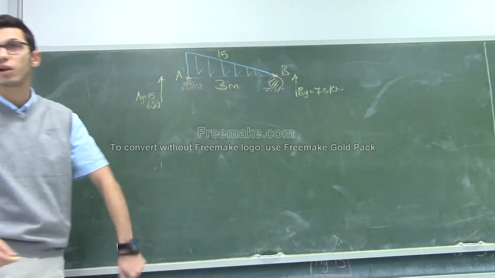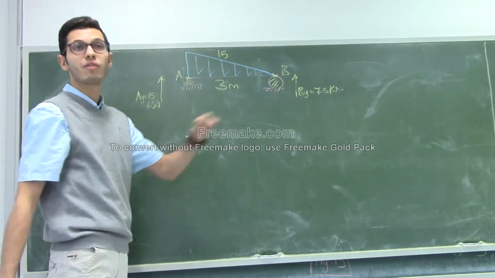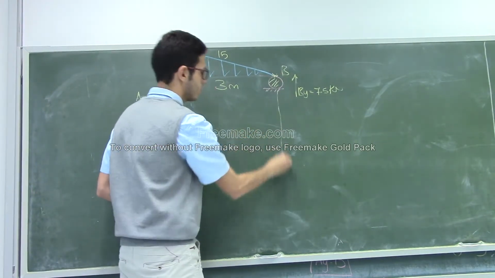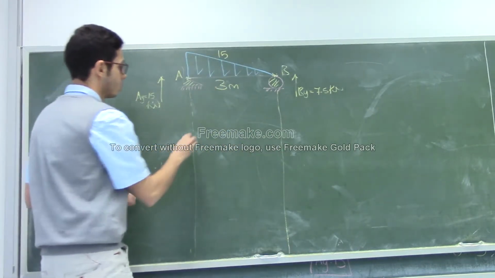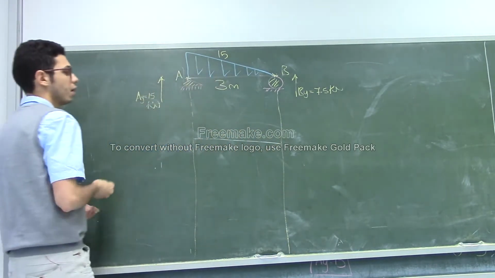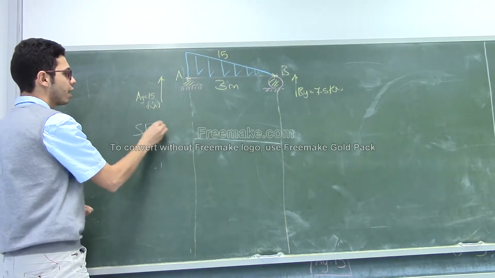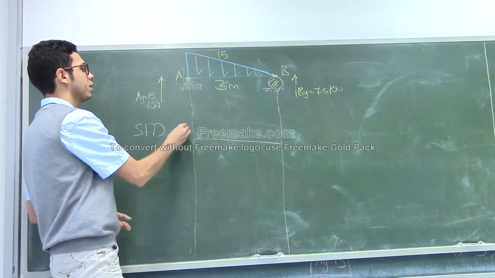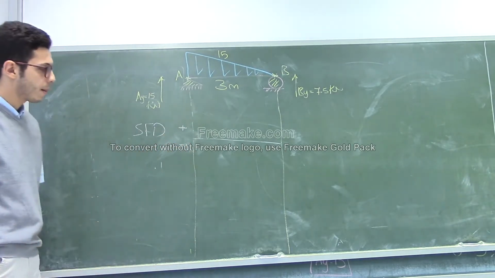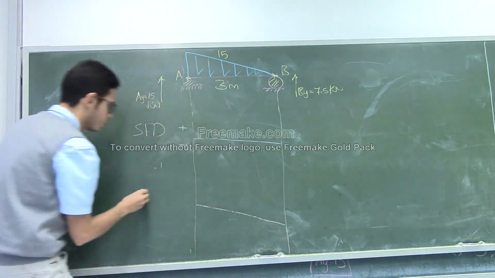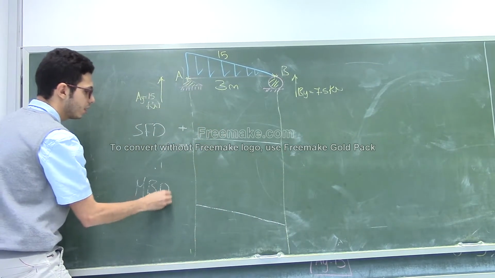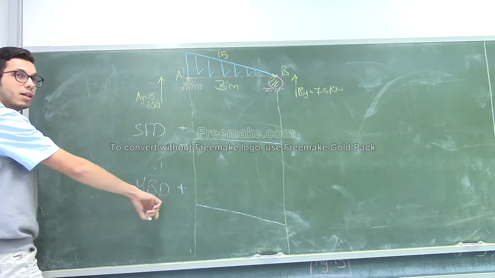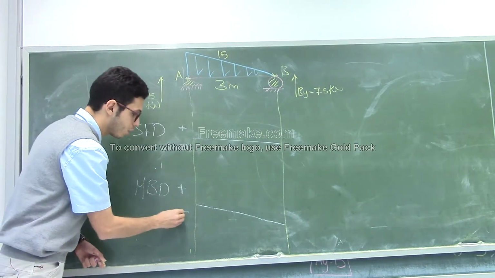Now let's start drawing. This is the beam that we got. We found the reactions, so we should start drawing. Now this is the shear force diagram, SFD: up here is positive, down here is negative. After that, we should draw the BMD, the bending moment diagram. Again, up here is positive, down here is negative.